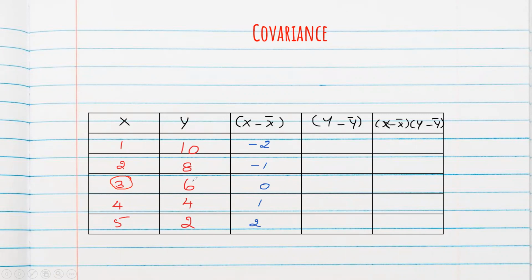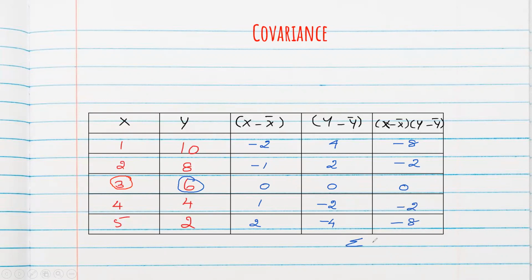Likewise, if you take this, what would be the mean? Definitely the mean would be 6. So 10 minus 6 is 4, this would be 2, this would be 0, this would be minus 2, this would be minus 4. So x minus x bar into y minus y bar: we will get minus 8, minus 2, 0, minus 2, and minus 8.